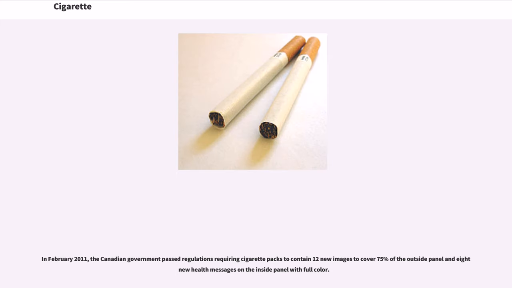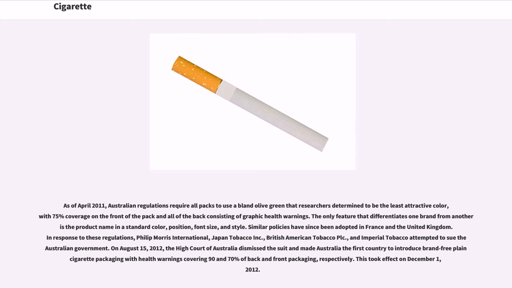In February 2011, the Canadian government passed regulations requiring cigarette packs to contain 12 new images to cover 75% of the outside panel and 8 new health messages on the inside panel with full color. As of April 2011, Australian regulations require all packs to use a bland olive green that researchers determined to be the least attractive color, with 75% coverage on the front of the pack and all of the back consisting of graphic health warnings. The only feature that differentiates one brand from another is the product name and a standard color, position, font size, and style. Similar policies have since been adopted in France and the United Kingdom.